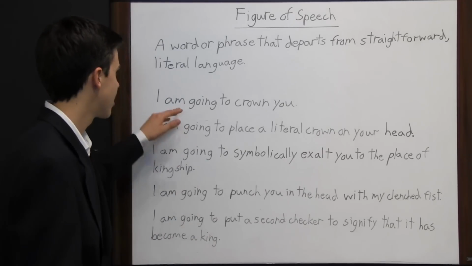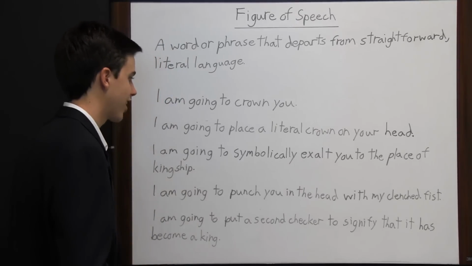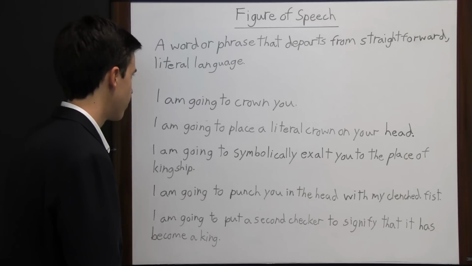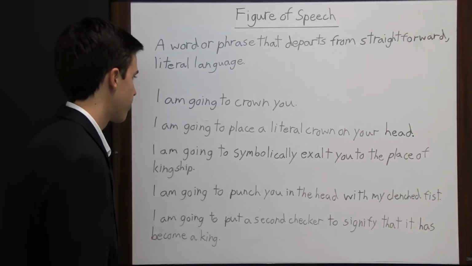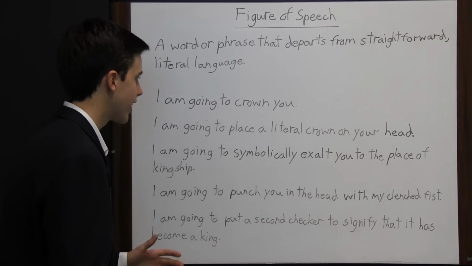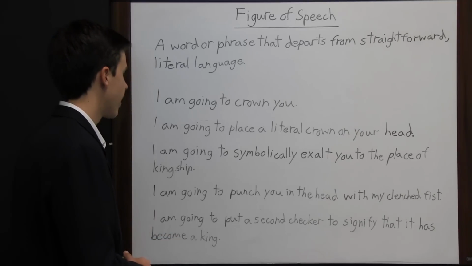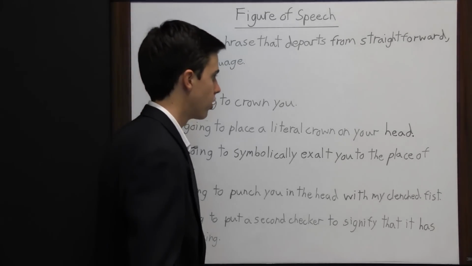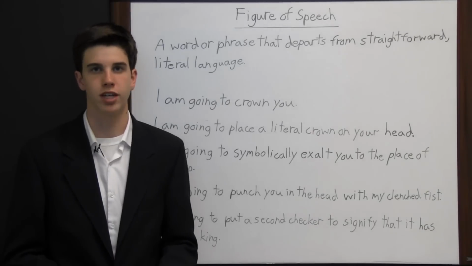Because in some passage, this sentence is going to be surrounded by other sentences. And if the person's talking in the context of board games, then the reader could probably assume that I'm going to crown you means I'm going to put a second checker on. Or if the passage mainly talks about kings and queens, then the reader could imply that I'm going to crown you means I'm going to place a literal crown on your head. The reader just has to use the context to determine the meaning of a figure of speech.